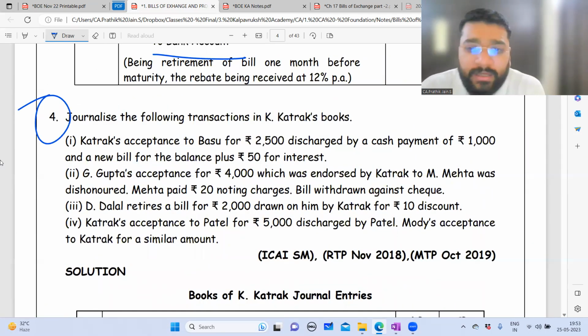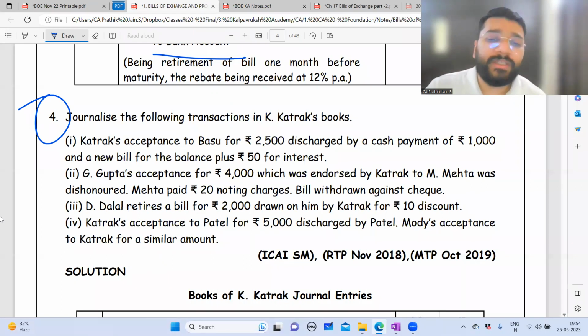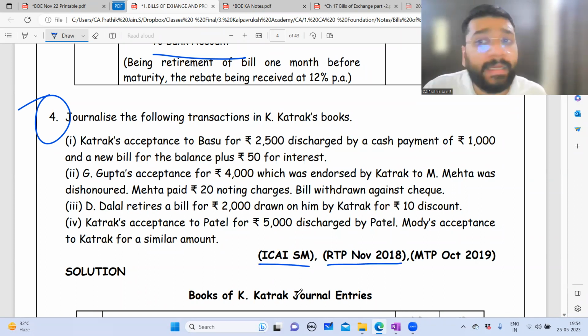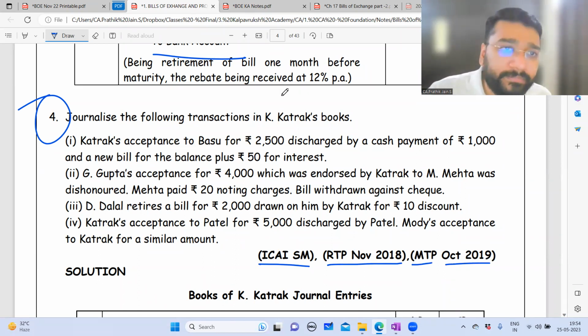So can we do the 4th question and wrap up today's session? Yes, sir. Very interesting question, very tricky question, proper foundation level question. This question is covered from your ICAI study module. And the very same question was asked, guys, in the RTP revision test paper November 2018 attempt. And the same question was again asked as a mock test paper in October 2019. So very, very important question. Please mark this question as highly important.